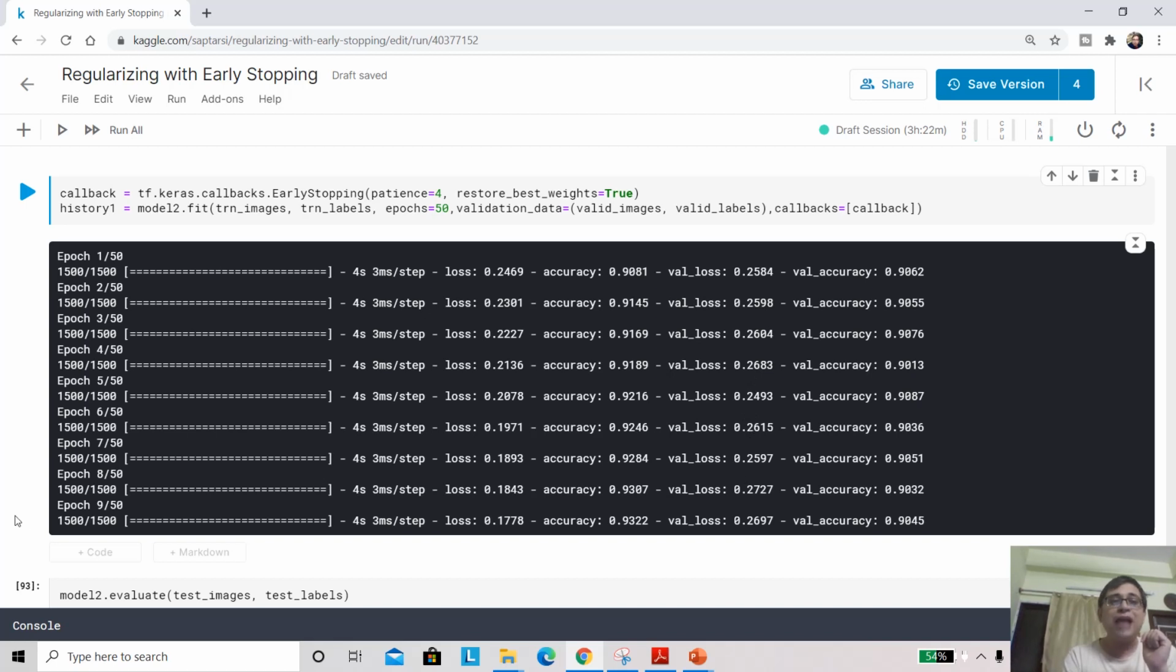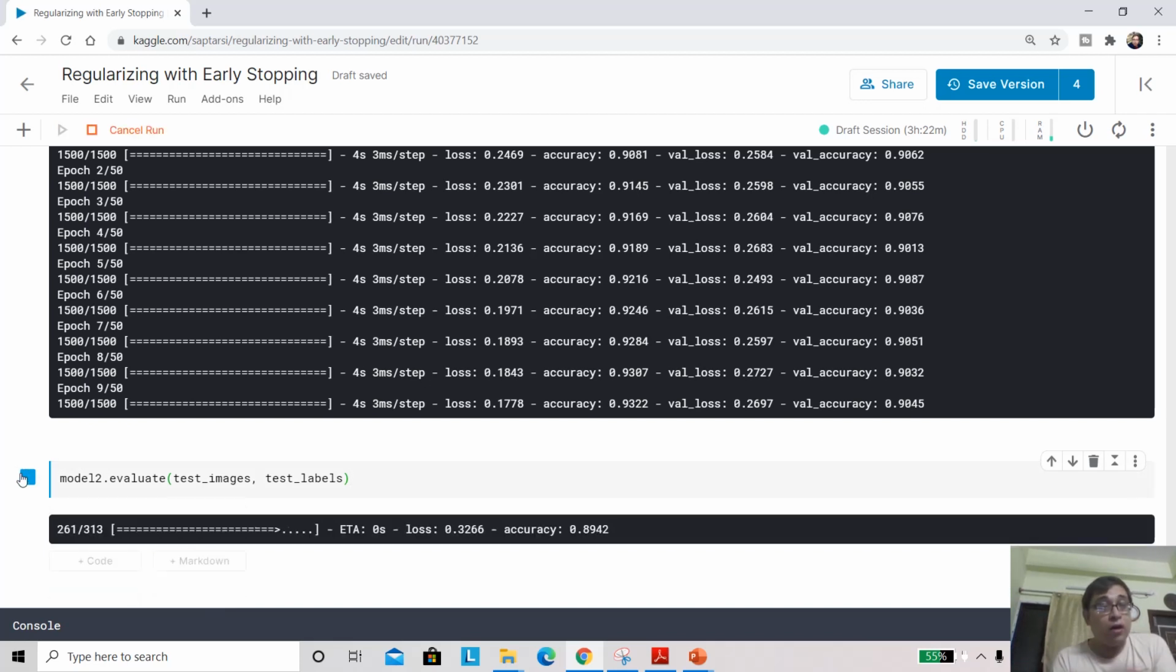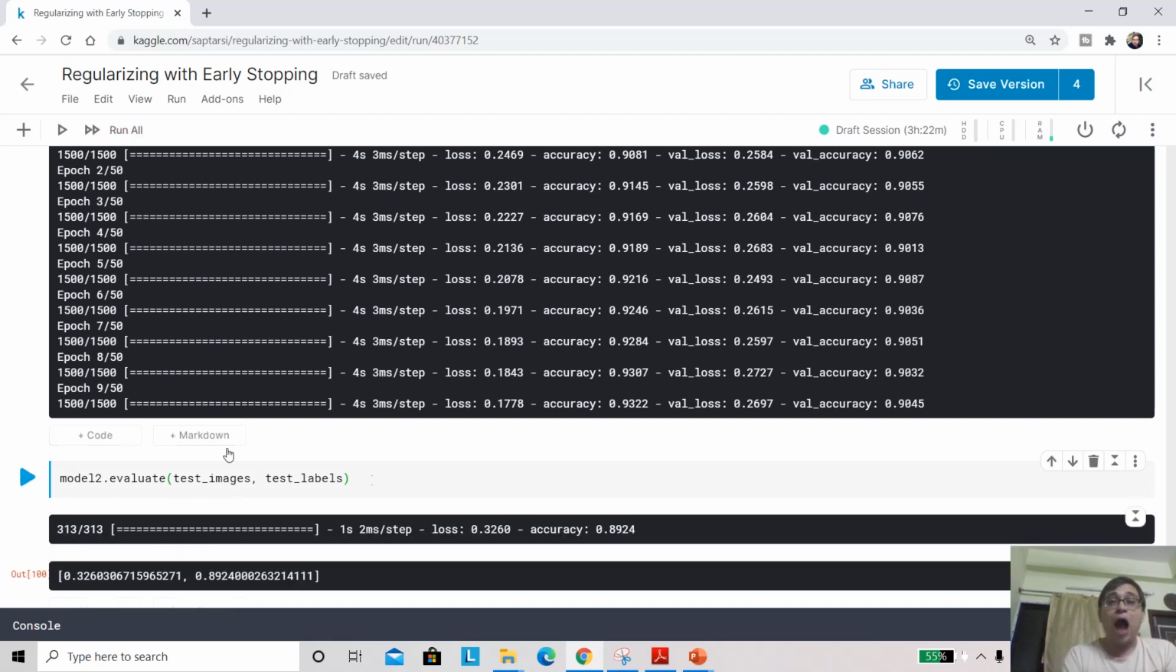After 9 epochs it has stopped, because it has got at least 4 cases where the validation loss has not monotonically decreased. This is one case where it has not decreased, this is another, and again here, and finally on the 10th one also it has not decreased. Now if I run this on the testing set, you see that our accuracy is 89.24%.